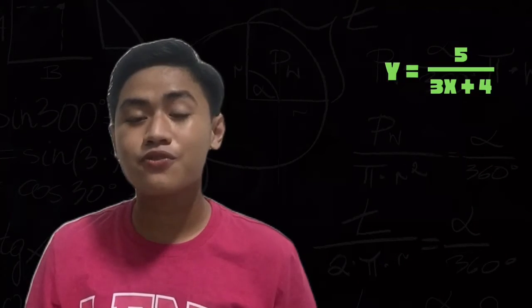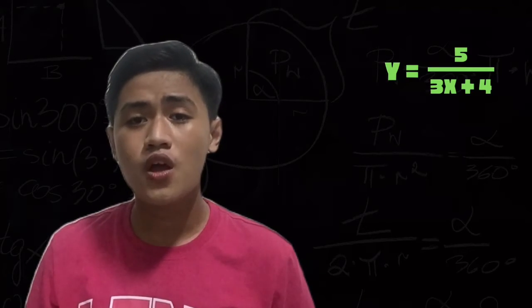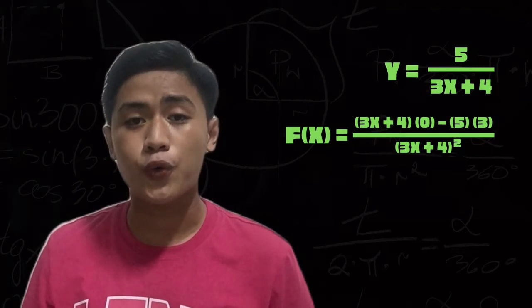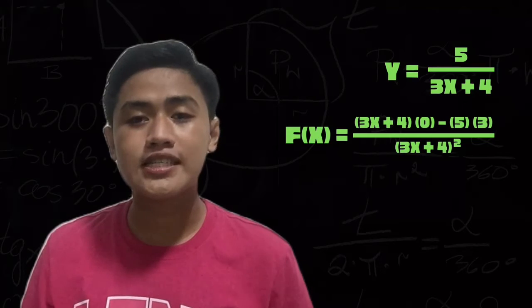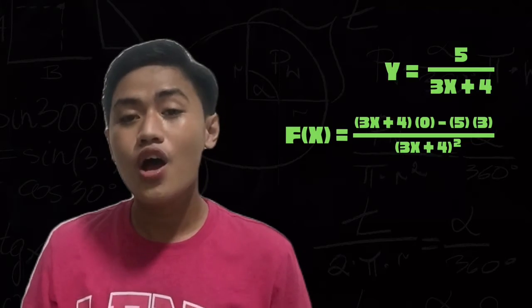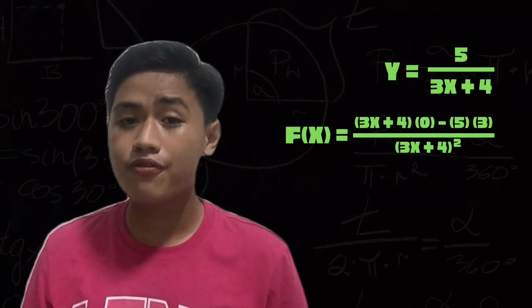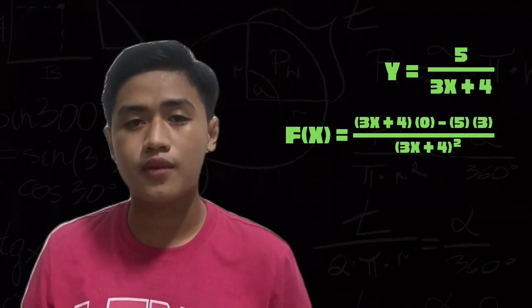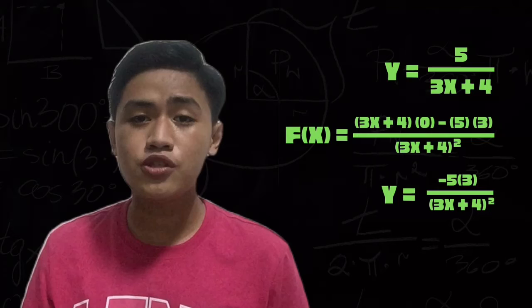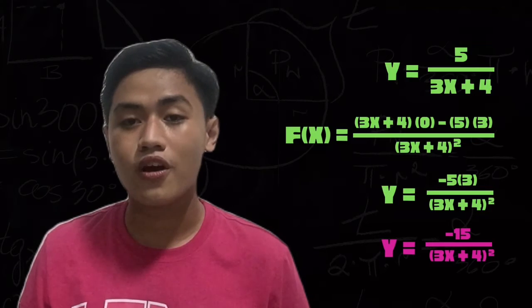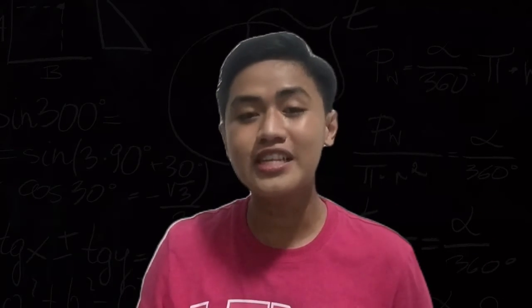Example, y equals 5 all over 3x plus 4. We get the first factor, which is g of x equals 5 and its derivative, that is 0. Next, the second factor, which is h of x equals 3x plus 4 with a derivative of 3. Now, we distribute the given formula, and we will have f prime of x equals 3x plus 4 times 0 minus 5 times 3 all over 3x plus 4 squared. We simplify and we get negative 5 times 3 over 3x plus 4 squared, or negative 15 over 3x plus 4 squared. And that's all for the rules of differentiation.